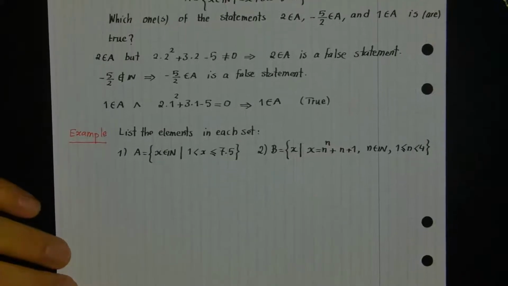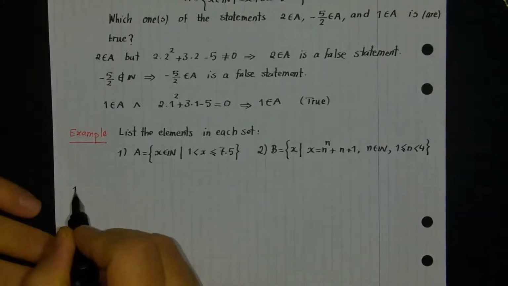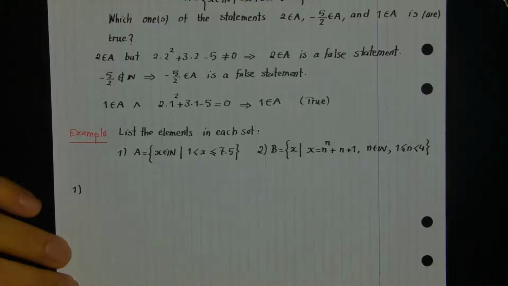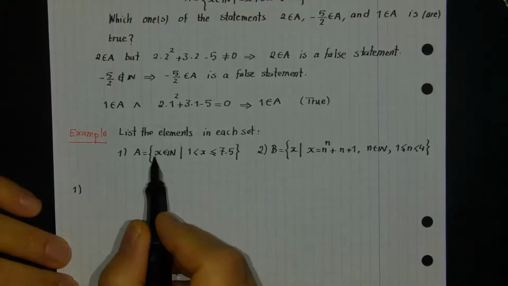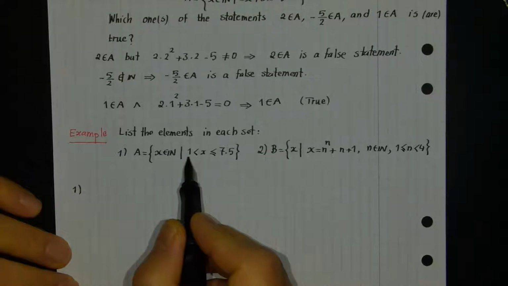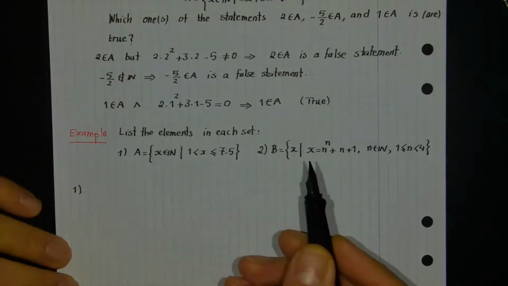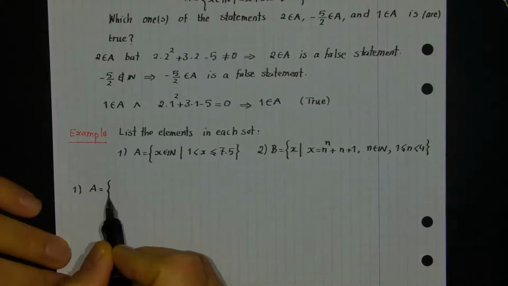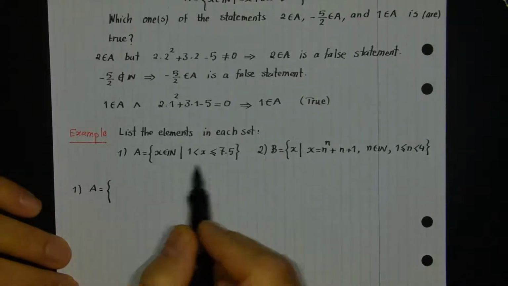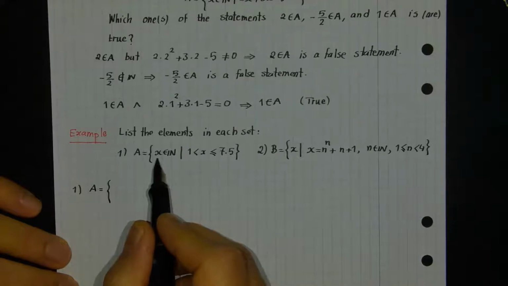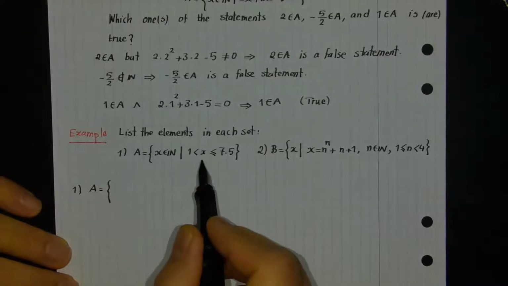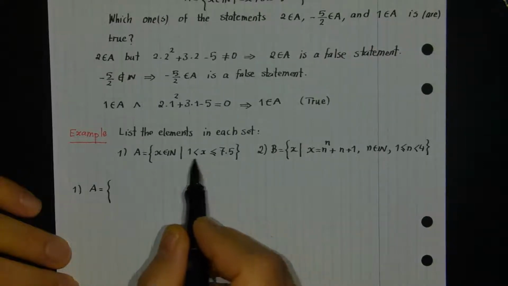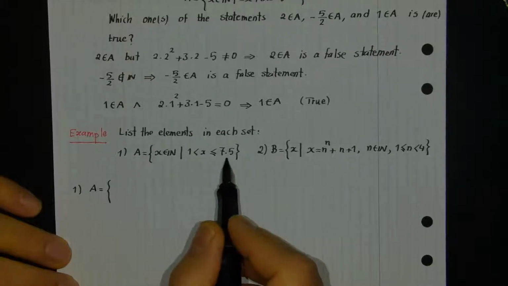Okay, so if you want to do number 1, A is the set of all natural numbers such that x lies between 1 and 7.5. So if I want to name an element of this set, there are 2 conditions. One is that the number should be a natural number. On the other hand, it should lie in this interval, strictly greater than 1, less than or equal to 7.5.